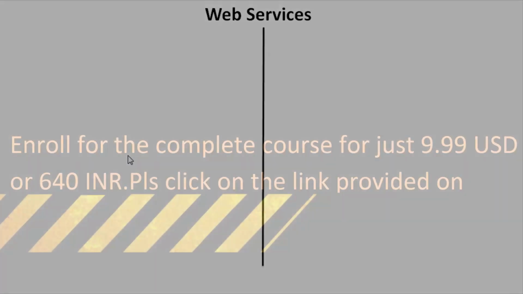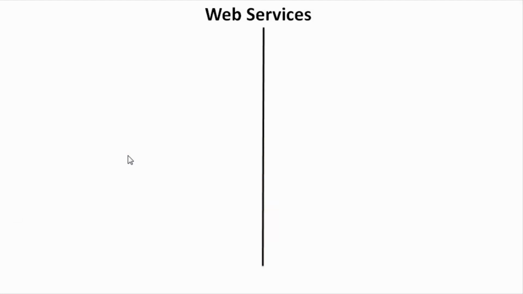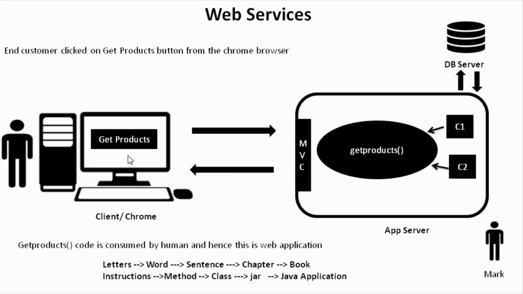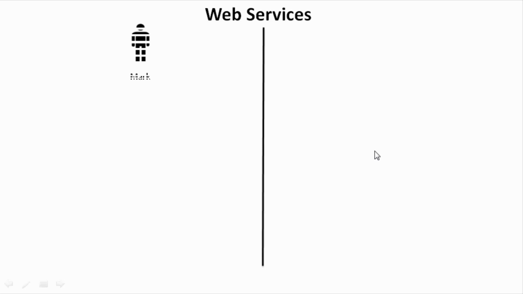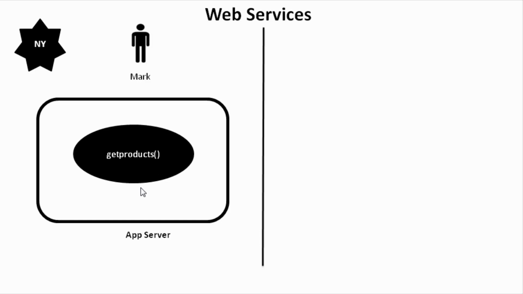Now we'll get to the place where, slowly, we'll understand the need of web services. Now this Mark is the one who has created this code, right? Let's say Mark is actually in New York, and his app server is also in New York itself. On this app server, we know that he has deployed this get products method, or get products service, which will make a call to the database whenever it's required.